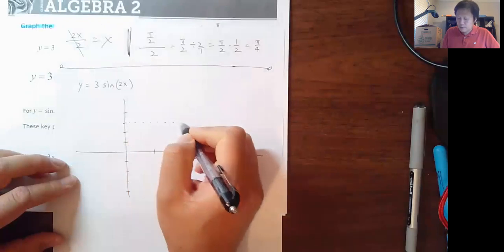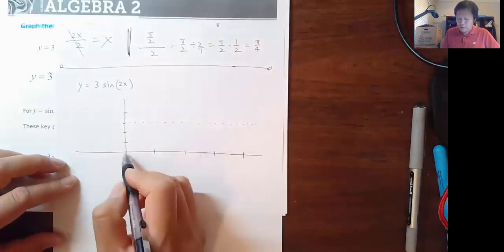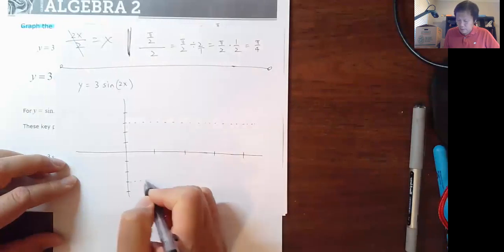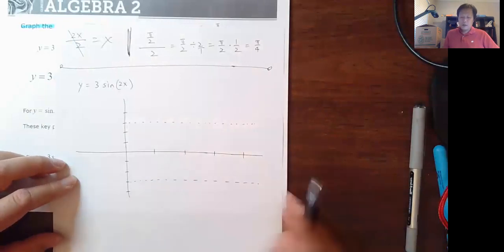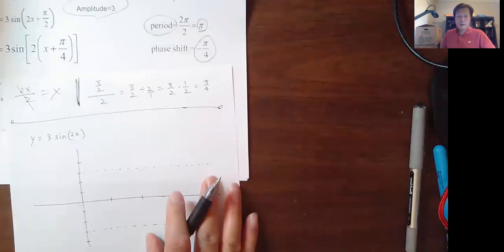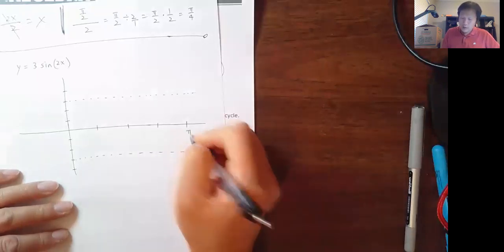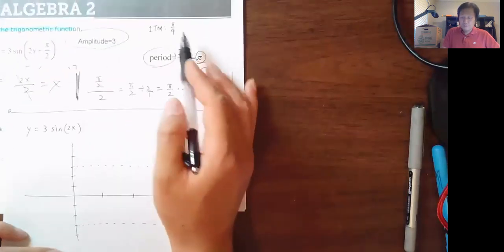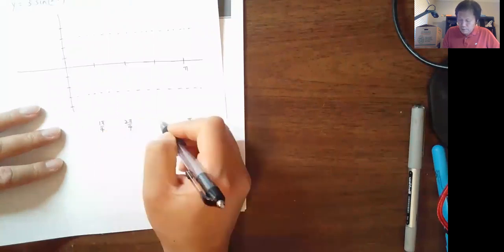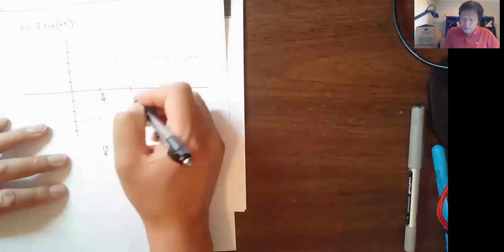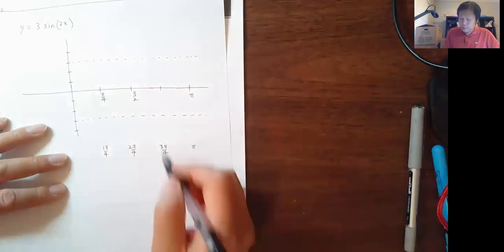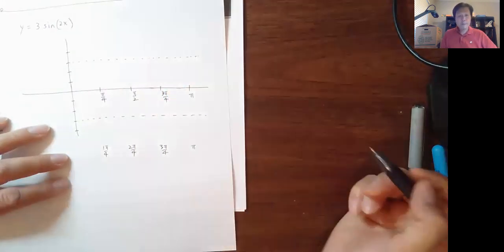You go maximum line up there, middle line on the x-axis, minimum line at minus 3, and we had period is pi. So 1, 2, 3, 4 tick marks is pi, and one tick mark was pi fourth. So it's 1 pi fourth, 2 pi fourth, 3 pi fourth. 1 pi fourth is pi fourth. 2 pi fourth is pi half, simplified. 3 pi fourth is already simplified.